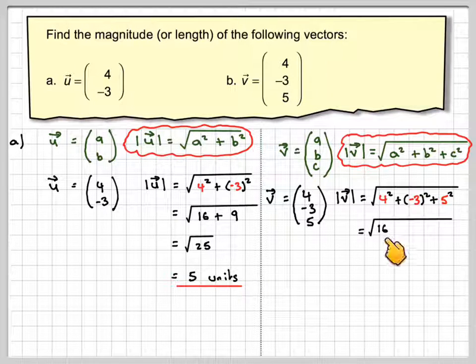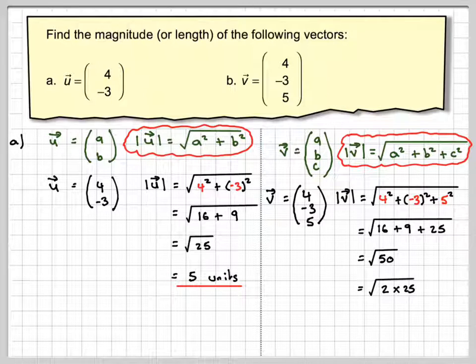So it's going to be the square root of 16 plus 9 plus 25, which gives you the square root of 50, which is 2 times 25. Square root of 2 times 25, the square root of 25 is 5, so that gives you 5 times root 2, or if you work that out on your calculator, 7.07 units to 3 significant figures.